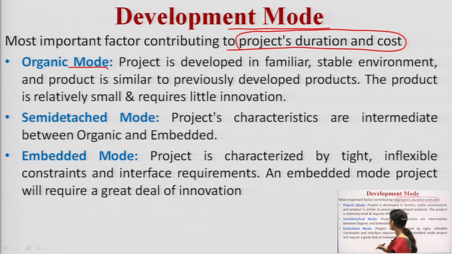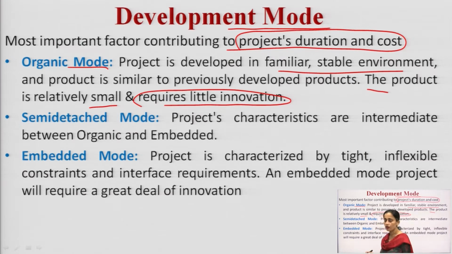Organic mode: here the project is developed in a familiar and stable environment, and the product is similar to previously developed projects, nothing is new. Here my product is relatively small and it requires very little innovation. So, organic mode is basically used when my program size is small and it is very familiar to my earlier developed products. Then the second mode is the semi-detached mode.